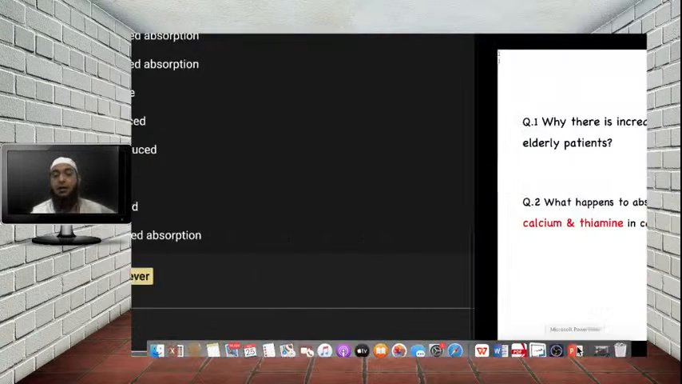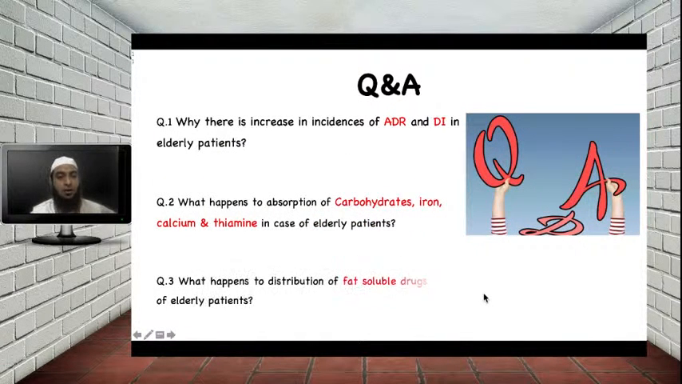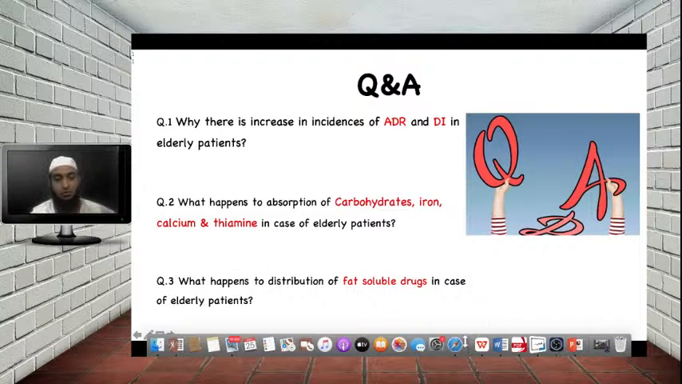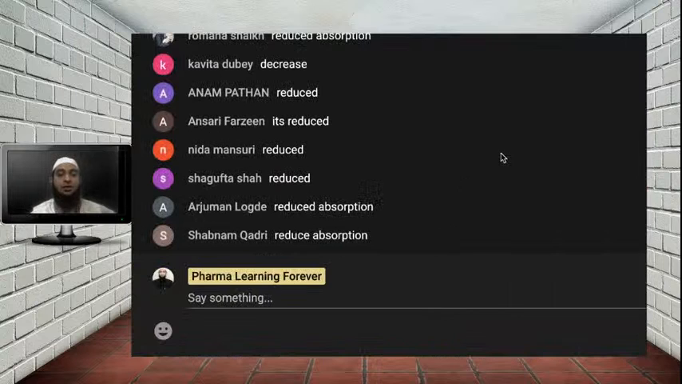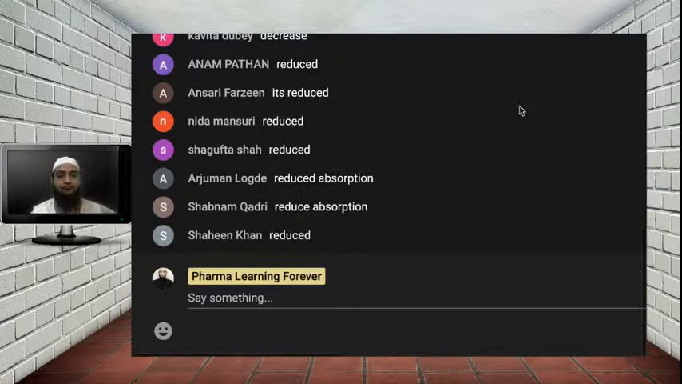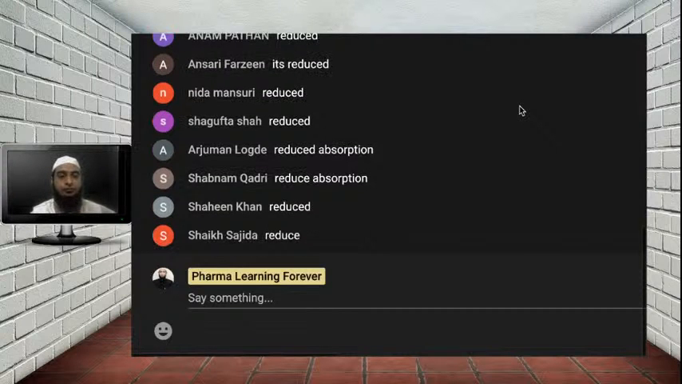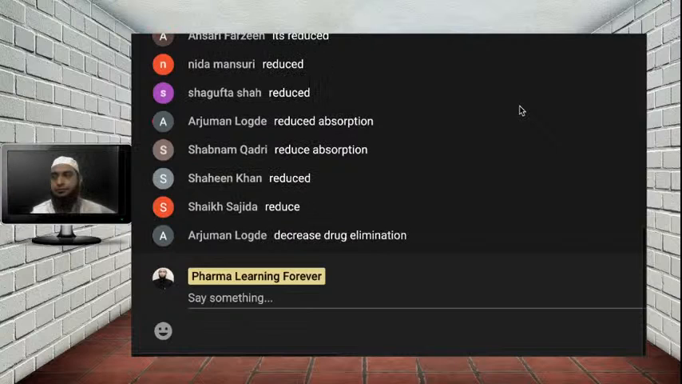Very nice. My last question is, what happens to the distribution of fat soluble drugs in the case of elderly patients? So when I talk about fat soluble drugs, I'm expecting the answer in terms of their volume of distribution. Yes. So let's see who gives the first answer.